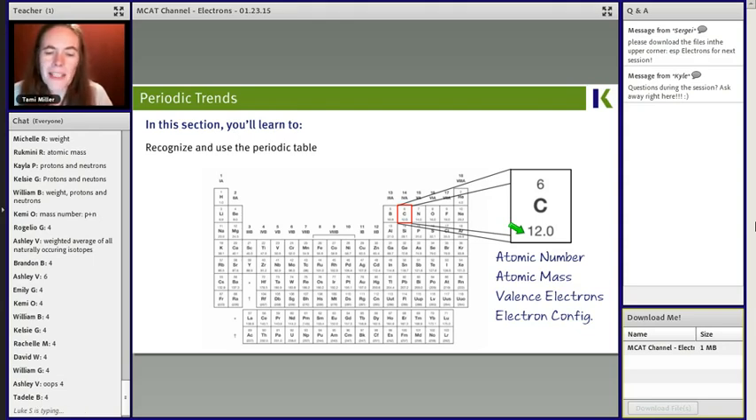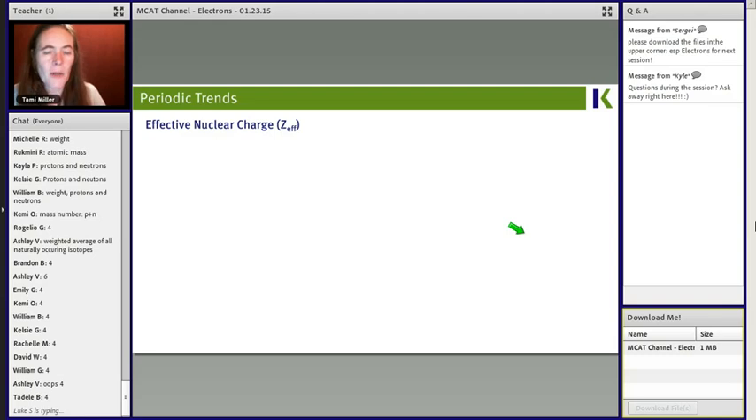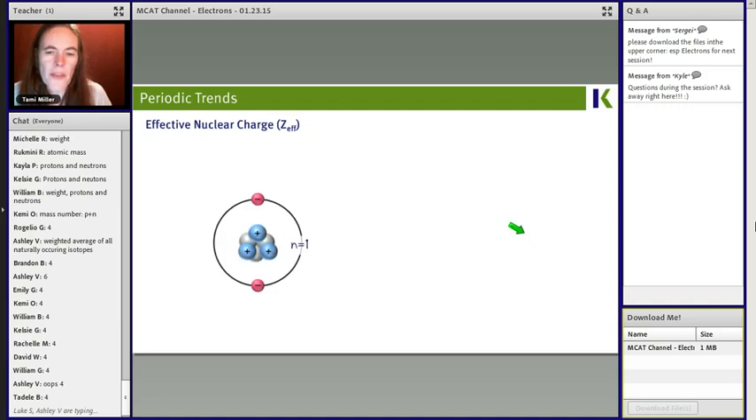So let's move on and talk about periodic trends. This is important. What happens as we move up or as we move to the right on the periodic table? All of these have to do with the effective nuclear charge. What the effective nuclear charge is, is how much pull I feel from the nucleus. So how positive is that nucleus?